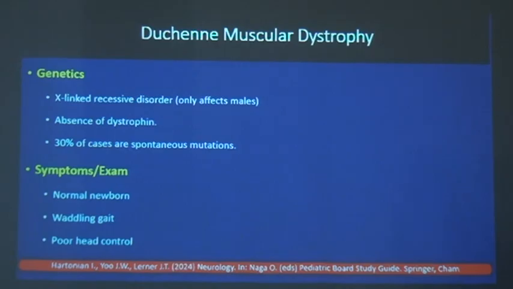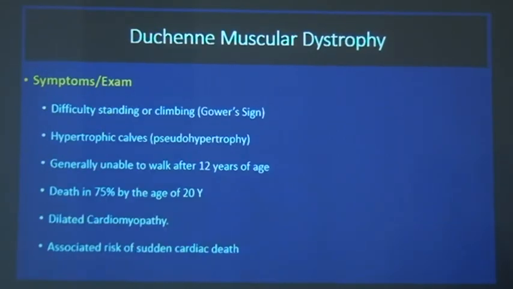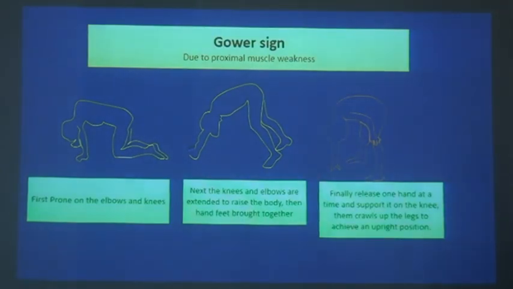Duchenne muscular dystrophy is rare, but you may see it. It is X-linked. It affects only boys because of the absence of dystrophin. Most of them are normal at birth, and then it shows when they start to walk. They may have a waddling gait. Then they trip, they have falls, and they have difficulty climbing stairs. They do have the Gower sign and hypertrophy of the calves. Generally they are unable to walk by 12 years. Death occurs in 75% by age 20. The complications are dilated cardiomyopathy and sometimes sudden death. This is the classic Gower sign.